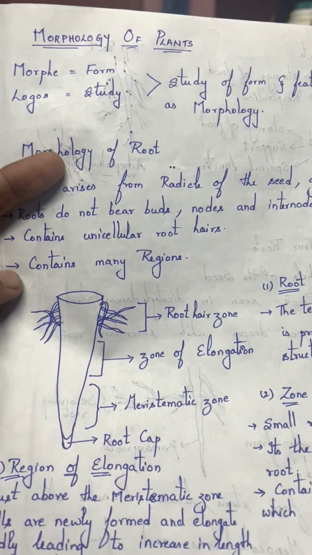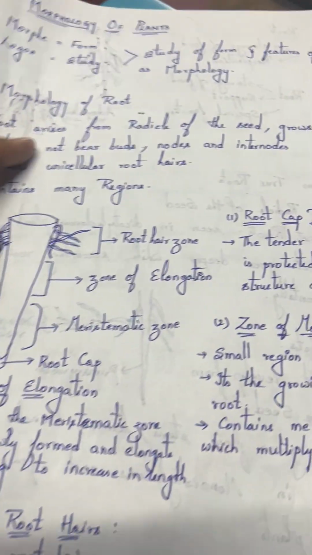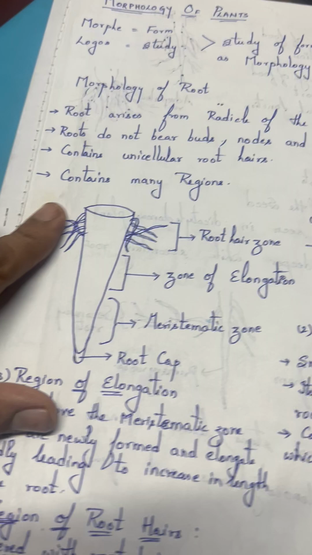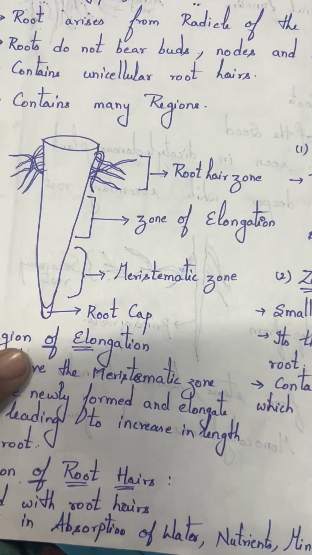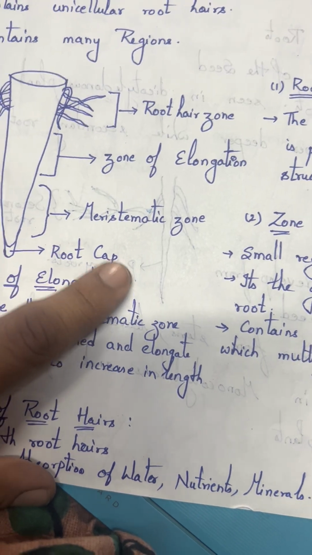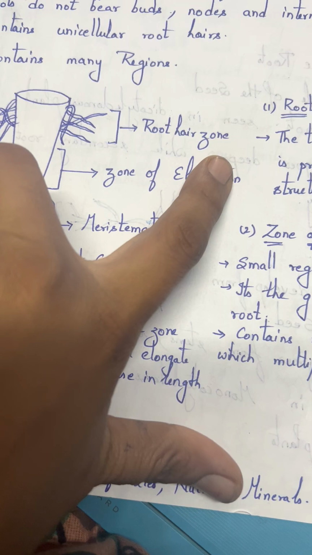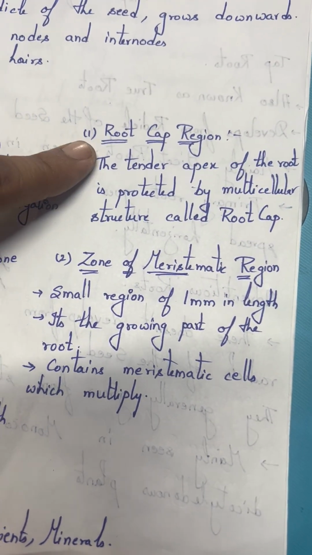Okay. Next, roots contain many regions. So in the morphology we have to study about many regions. So what are those regions? For example, if this is the root, it has many regions like root cap, meristematic zone, zone of elongation, root hair zone. Okay, so firstly we'll go with the root cap region.